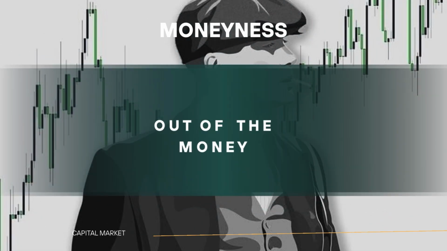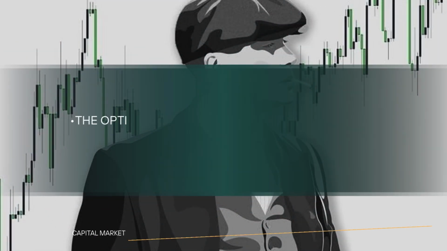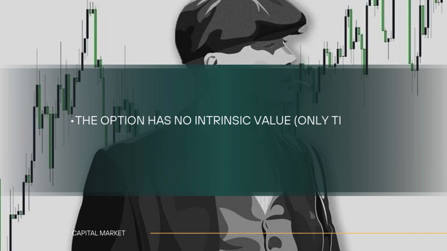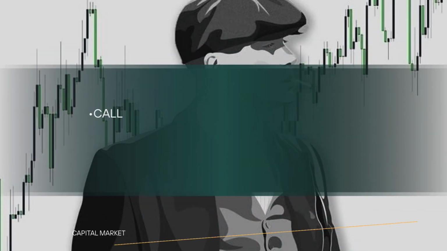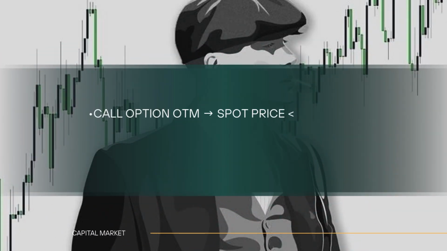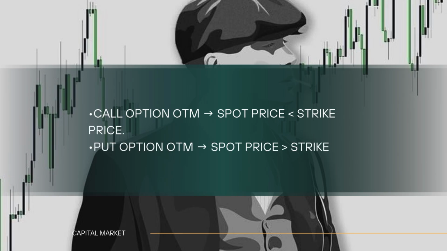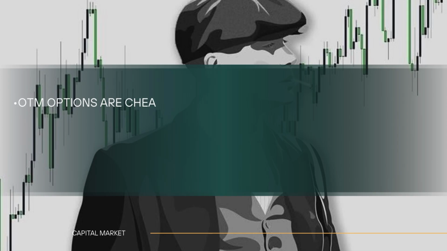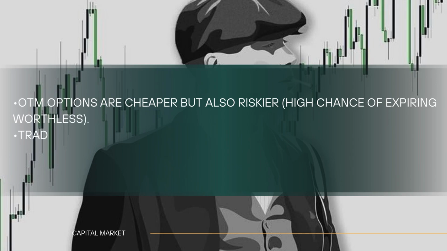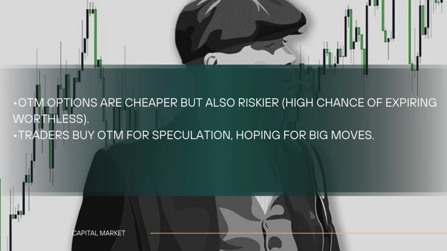Finally, out of the money. These options have no intrinsic value, only time value. Exercising them gives no profit, so if nothing happens, they expire worthless. For a call option, OTM means the spot price is less than the strike price. For a put option, OTM means the spot price is higher than the strike price. OTM options are cheaper to buy but very risky as they have a high chance of expiring worthless. Still, traders buy them for speculation, hoping for a big move in the market.